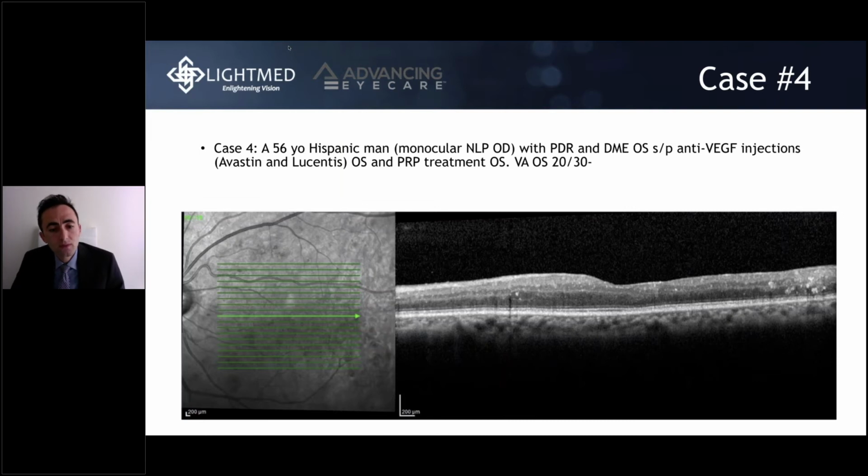Case 4 is a 56-year-old Hispanic man who was monocular. So basically, he had no vision in the right eye, and he had peripheral diabetic retinopathy with diabetic macular edema in the left eye, and he has had multiple anti-VEGF injections with Avastin and Lucentis, as well as panoramic photocoagulation treatment for the periphery, and the vision was 20/30 minus in that left eye, and this is the only seeing eye.